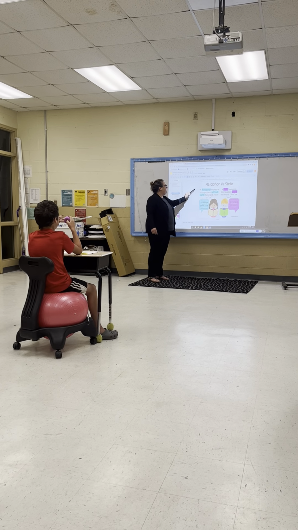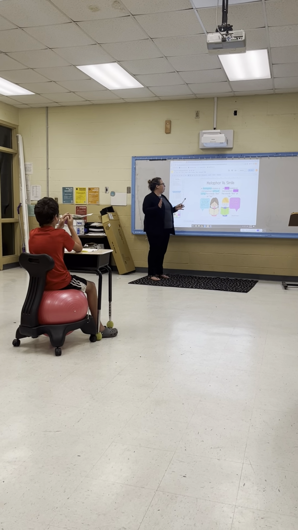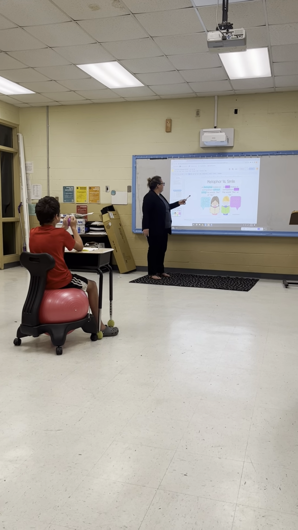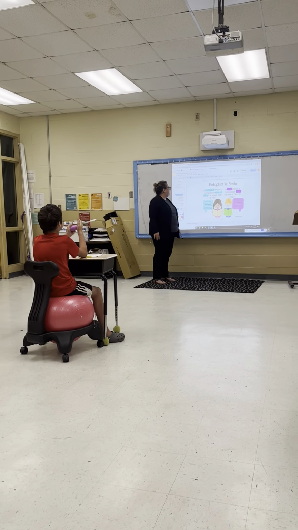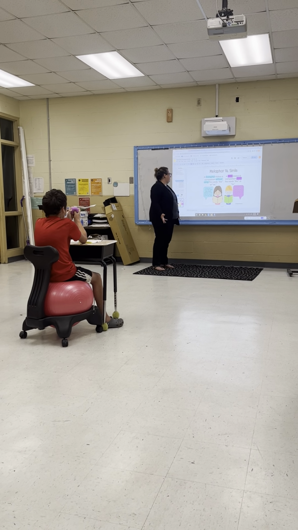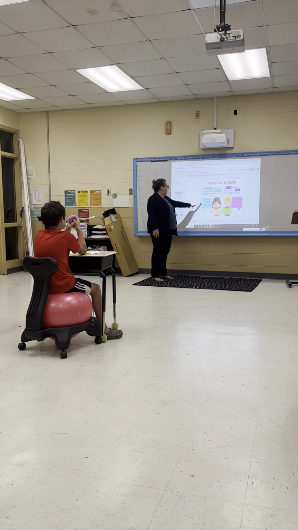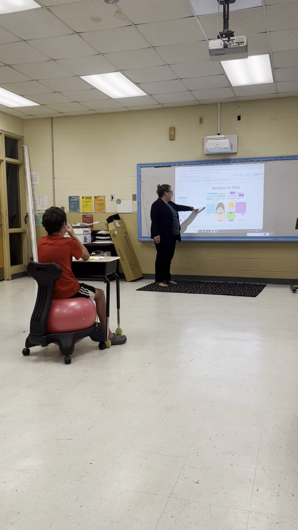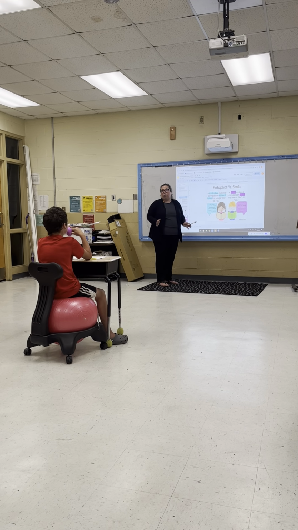So a metaphor makes a comparison without using the words like or as. In this story, it says, the night was a black canopy. I think that just means it was very dark. So it's comparing the night to a black canopy, but it's not using the words like or as.